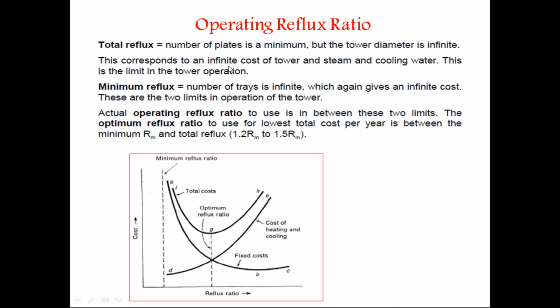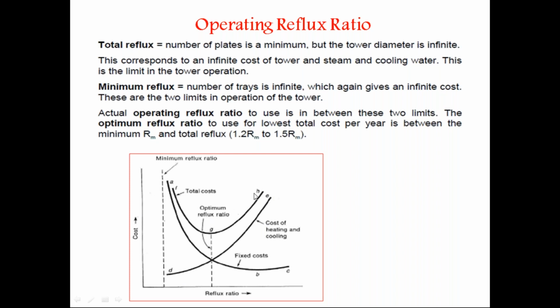This corresponds to an infinite cost of tower and steam and cooling water. This is the limit in the tower operation. So this is one limit, and another one is the minimum reflux ratio. So the number of trays is infinite, which again gives an infinite cost. So these are the two limits in the operation of the tower. For example, if you take this one and this one, in both the cases the cost is coming to a higher value.